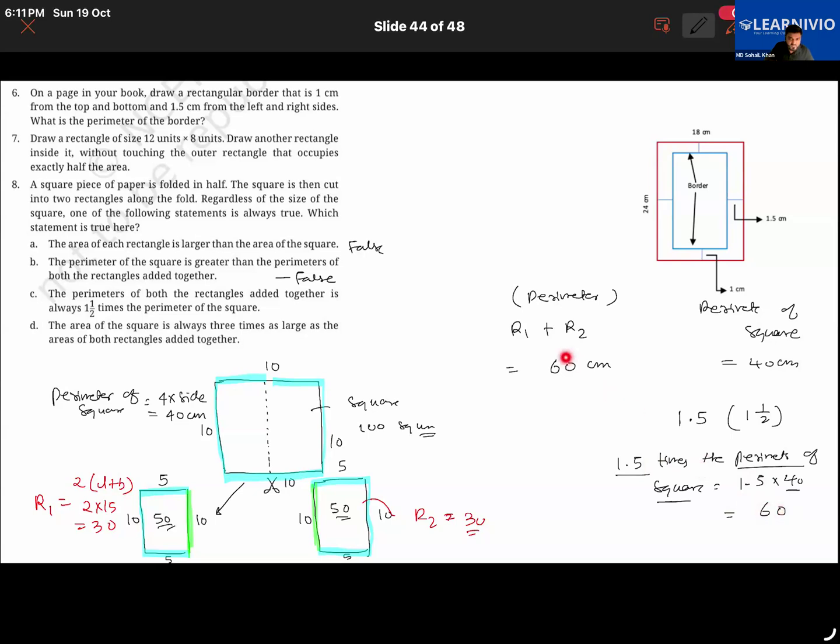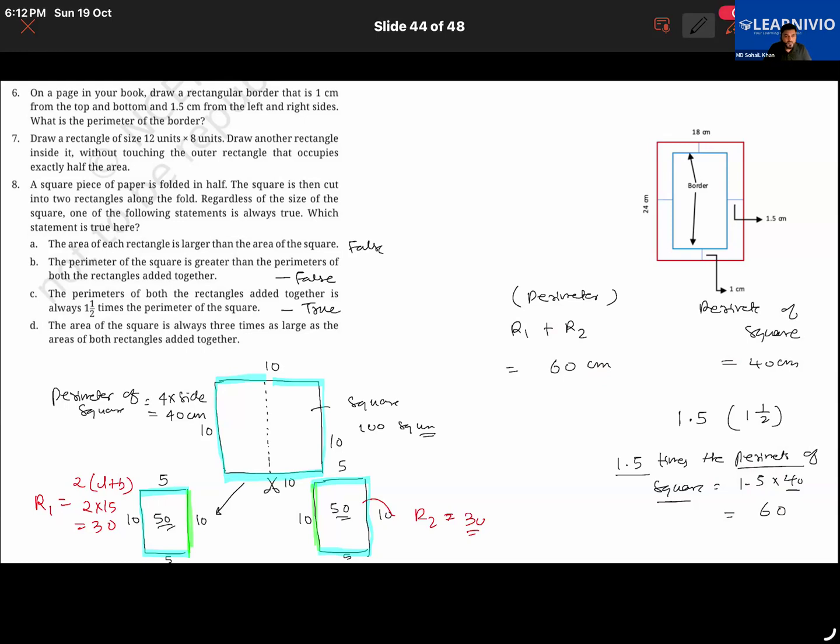centimeter, which is what the statement is saying, that the sum of the perimeter of rectangle 1 and rectangle 2 is 1.5 times the perimeter of the square. So yes, we are seeing it's one and a half times the perimeter of the square, that is equal to 60. So thereby it is true. Hope you got that.